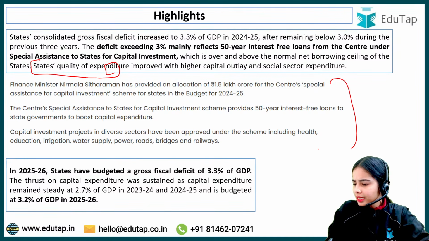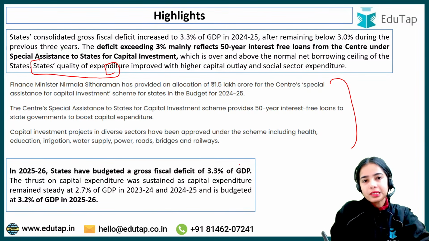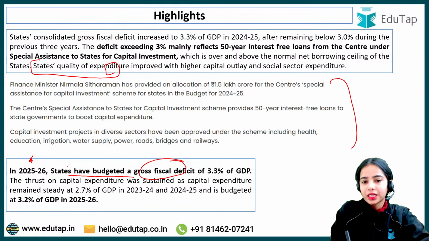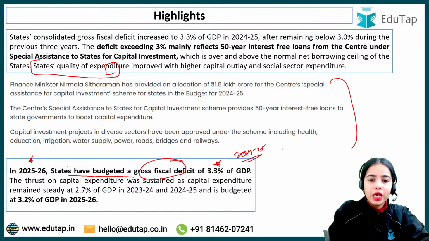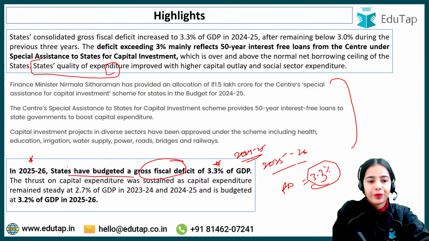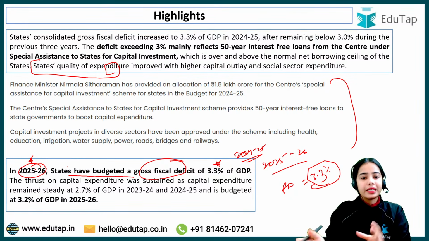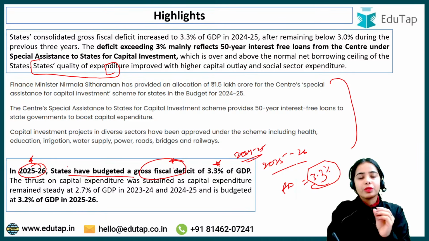Yes, state development loans, if they are loans, come under borrowings. In 2025-26, the states have budgeted a gross fiscal deficit of 3.3% of GDP. So in 2024-25 also, and in 2025-26 also, the fiscal deficit will be 3.3% of GDP. That means in 2025-26, the fiscal deficit will again remain higher at 3.3% of GDP.